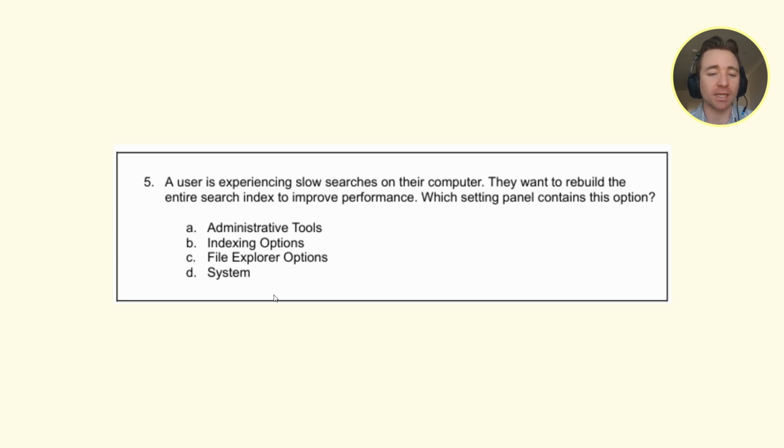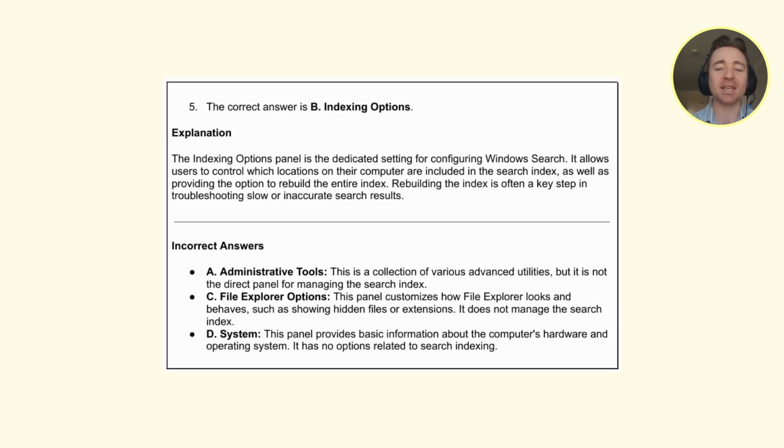They want to rebuild the entire search index to improve performance. Which settings panel contains this option? Is it A, administrative tools, B, indexing options, C, file explorer options, or D, system? Pause the video if you need more time. Your answer is coming in 3, in 2, in 1. Here we go. The answer is B, indexing options.